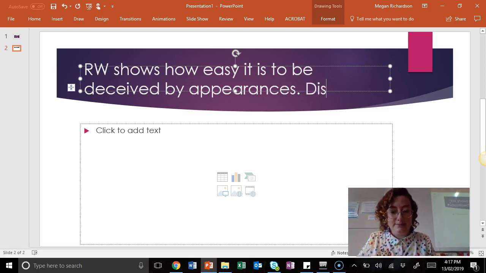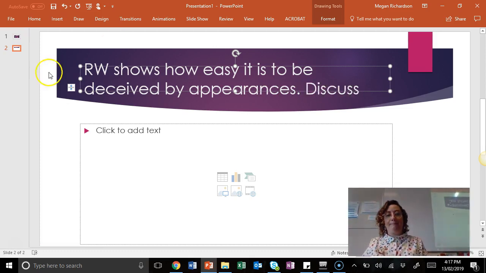Discuss. All right, so here we go. The question is: Rear Window shows how easy it is to be deceived by appearances. What are my key words? Caleb, what's a key word in there?